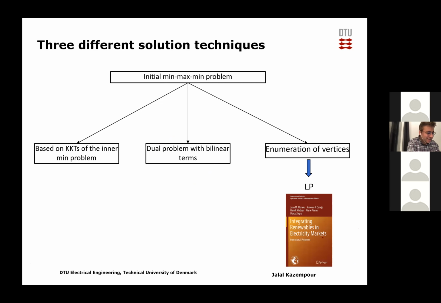Also, the simplest is to go and check vertices one by one. It will be an LP. From the LP point of view, it's easy to solve, but maybe you need to check millions of vertices, which is really hard to do in large problems.